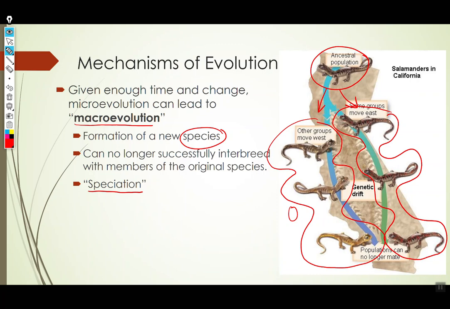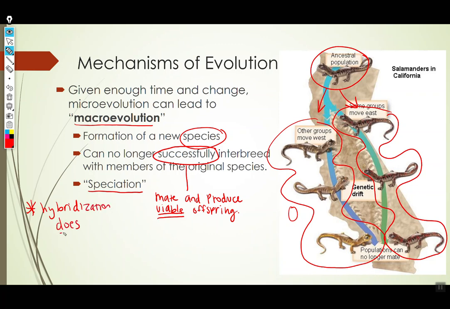So I want to be mindful of defining successful interbreeding. So mate and produce viable offspring. So viable offspring means offspring that live, but also offspring that are capable of reproducing themselves. So hybridizations do occur, but typically they result in animals that are sterile and not able to reproduce on their own. So yes, they will live, but they won't be able to make babies.